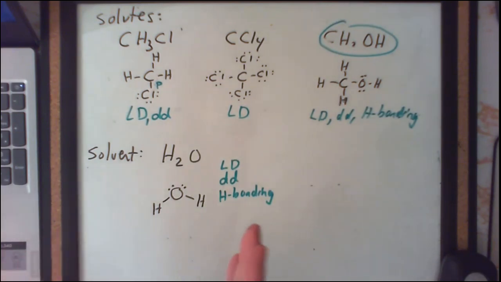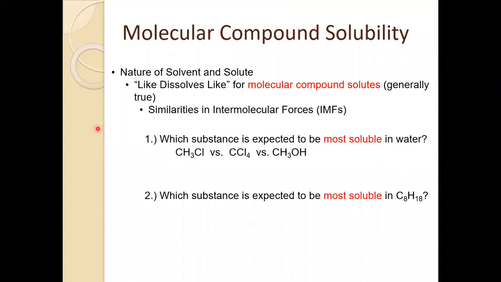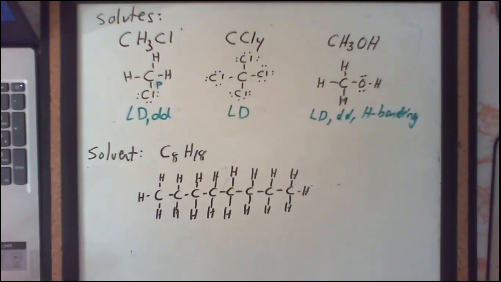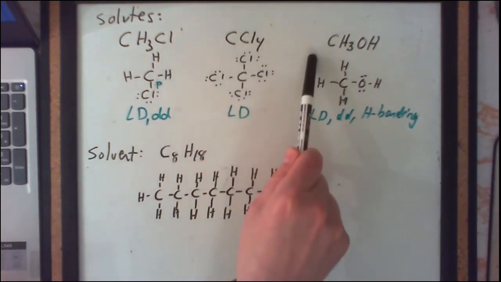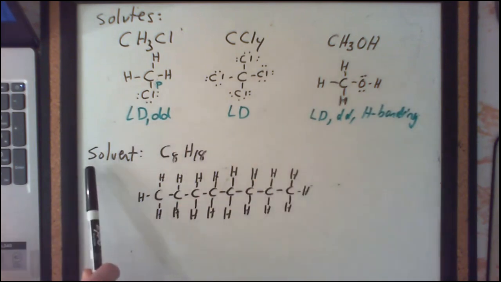So that's what we saw with water, and we'll do a very similar question. This time we're going to change up the solvent a little bit. So now we're going to look at the same three solutes, CH3Cl, CCl4, and CH3OH. This time we're going to ask ourselves, which substance do we expect to be most soluble, not in water, as you saw earlier, but rather in C8H18. We're still going to apply the same idea that like dissolves like. So back to a similar question where we want to consider these three possible solutes. And the question is, which of these three solutes do we expect to be the most soluble in this solvent?